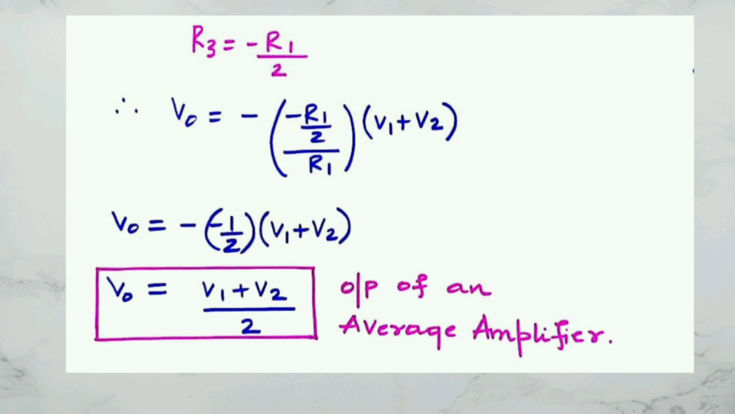Now, your V0 will be equal to, by substituting your R3, that is feedback resistor, we have considered it as minus R1 by 2, the whole divided by R1, into V1 plus V2. Now your R1 and R1 will get cancelled. Therefore, you get V0 is equal to minus into minus 1 by 2 into V1 plus V2. Finally, minus into minus, you get positive voltage. Finally, your output voltage will be equal to V1 plus V2, the whole divided by 2. This is your output of an average amplifier.